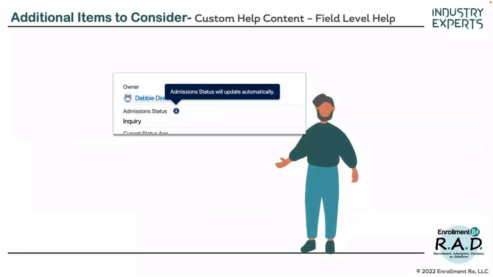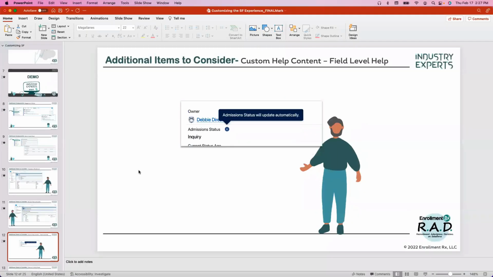Another way to help out is to add custom help content. Not only can the custom help content be used to describe a field, but it can also be used to direct somebody on what to do. And in this instance here, we add it into the field itself.